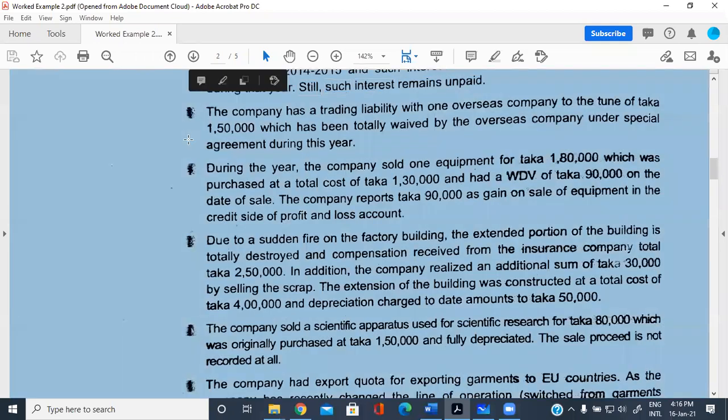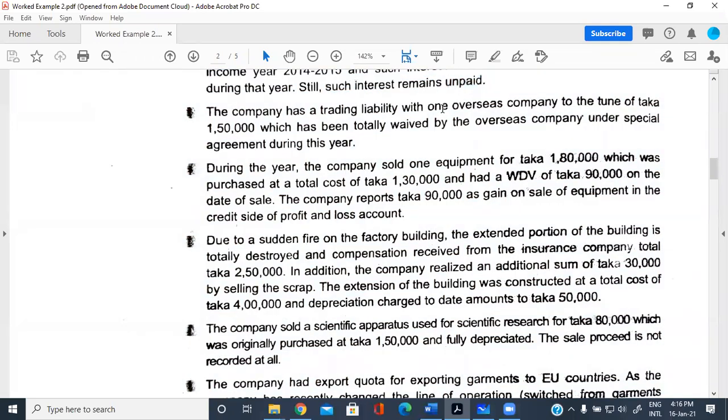Okay. So the company has a trading liability with one overseas company to the tune of Taka 150,000, which has been totally waived by the overseas company under a special agreement during this year. This was a trading liability. I mean, accounts payable? Yes, sir. In that case, if it has been waived, will it be considered as your income? What do you think?